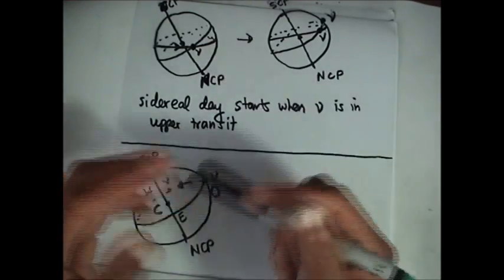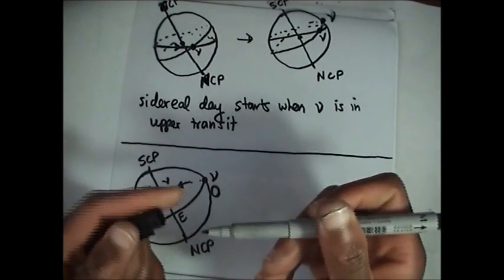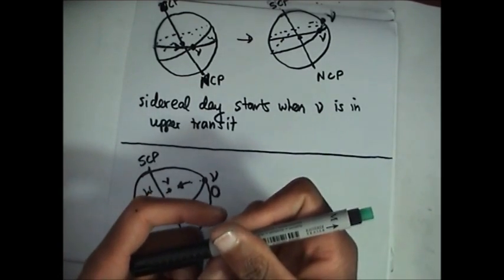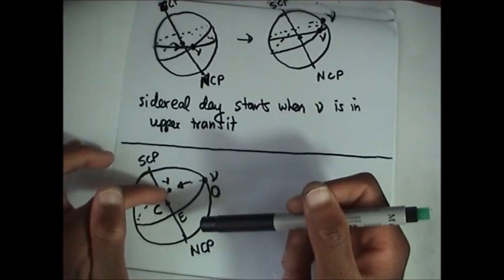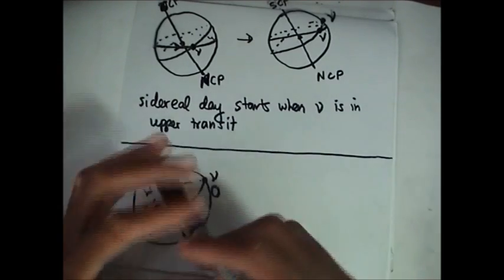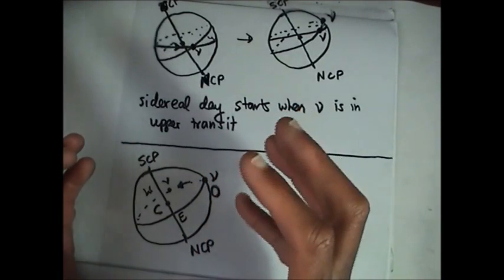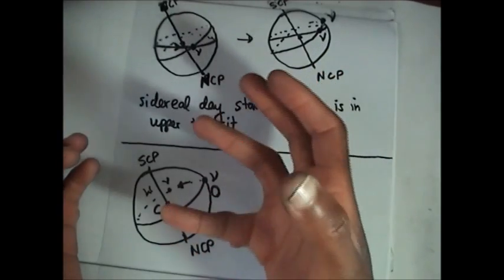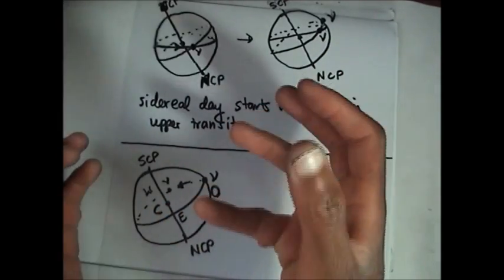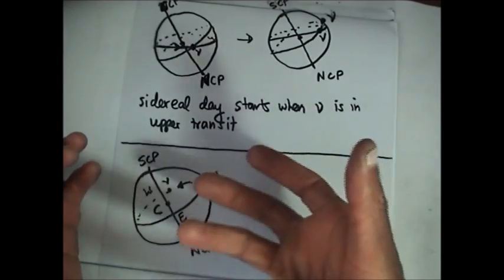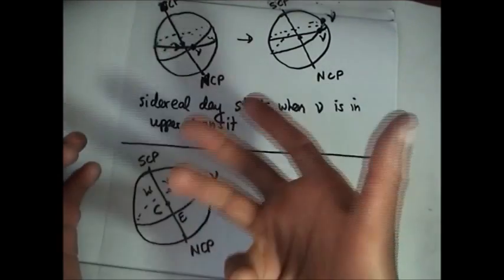Now let's put a star. Let a star be in upper transit when V is at this point after time T, because the celestial sphere is rotating. Some stars are gaining upper transit and some are losing it. As it rotates like that, some will go into upper transit and some will not.